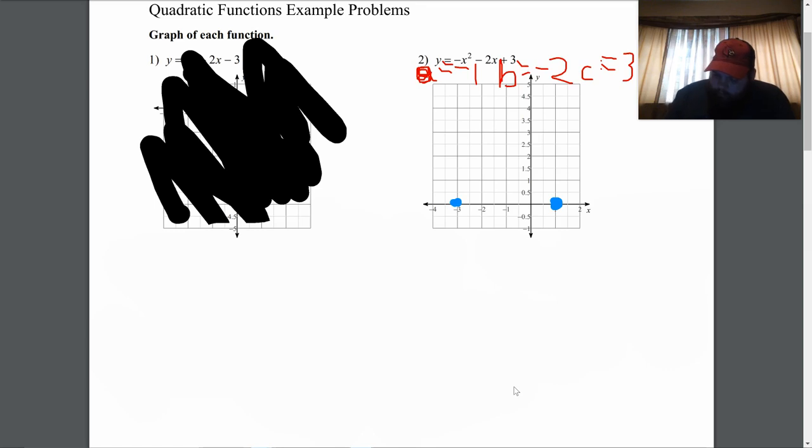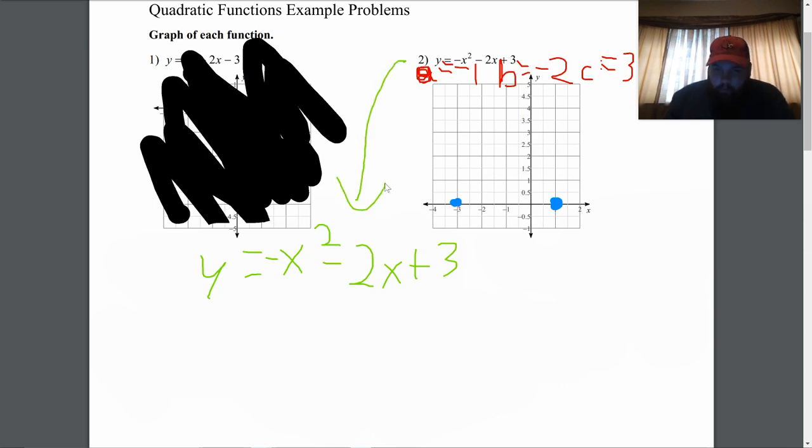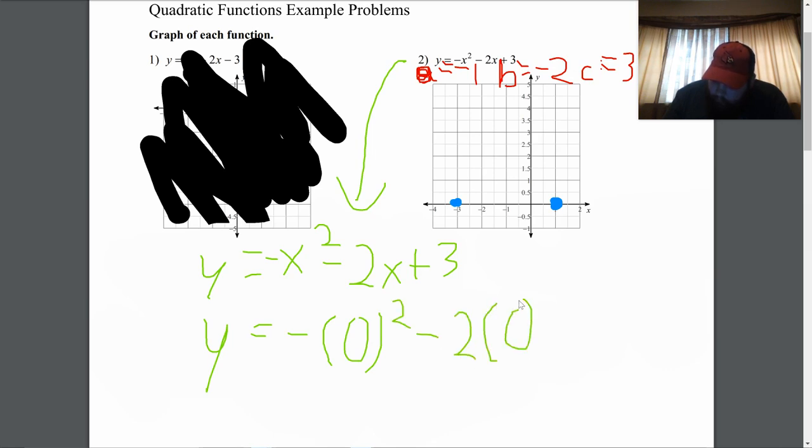So we got originally y equals negative x squared minus 2x plus 3. I just copied that right up there, brought it down here. Didn't do anything else yet to it. Now again, look at our y-intercepts, so we're just putting in 0 wherever we see an x. So y equals negative, I'm going to put a parentheses, 0 squared minus 2 parentheses 0 plus 3.